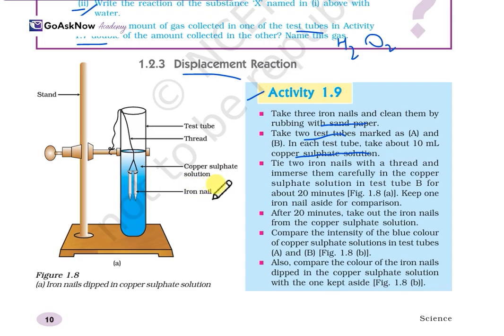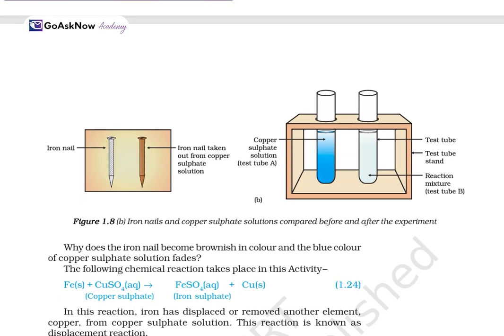Now keep one nail aside for comparison. After 20 minutes, take the iron nails out of the copper sulfate solution and compare the intensity of the blue color of the copper sulfate solution in test tubes A and B. Also compare the color of the iron nails dipped in the copper sulfate solution with the nail kept aside. Iron nails and copper sulfate solution are compared before and after the experiment.